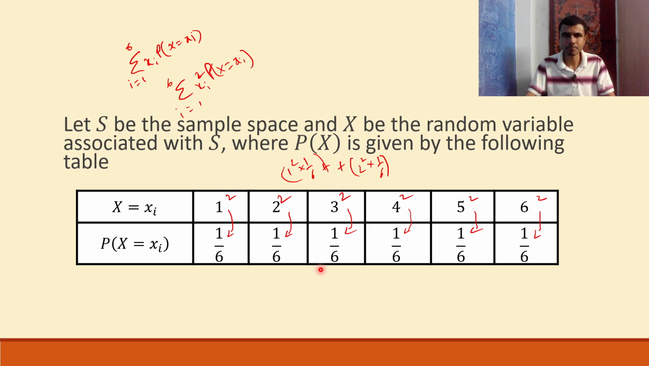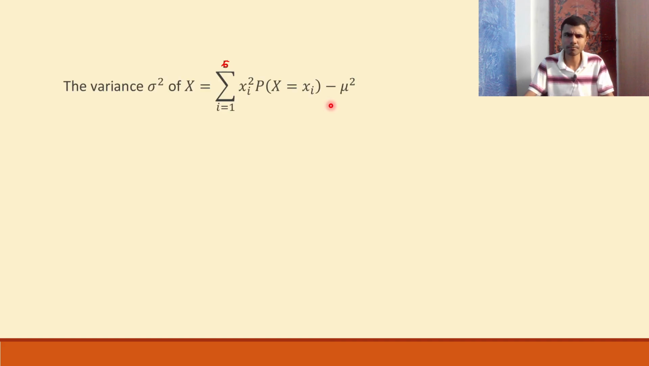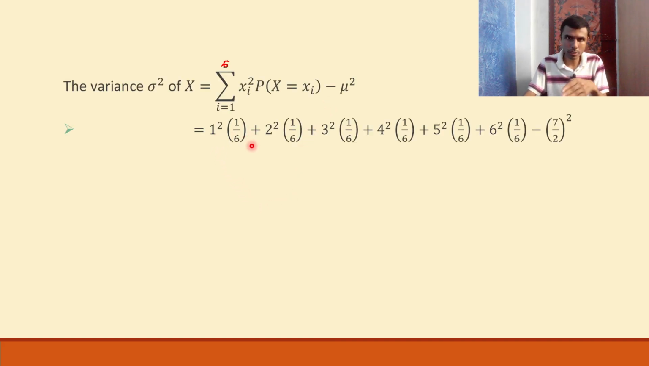Sorry for that. So that is what the variance is. The minus mu square is also there. So 1 square into 1 by 6 plus 2 square into 1 by 6, 3 square into 1 by 6. So the element square into its probability, right? I just called X_i the element, like X_i square into its probability, the probability of that number coming on our die. Now 1 square into 1 by 6.